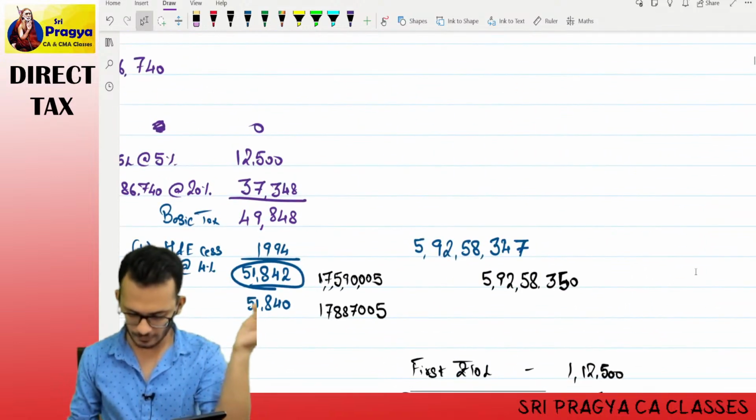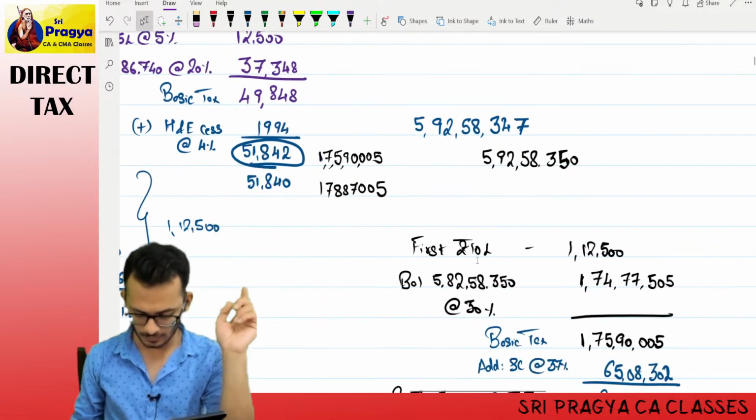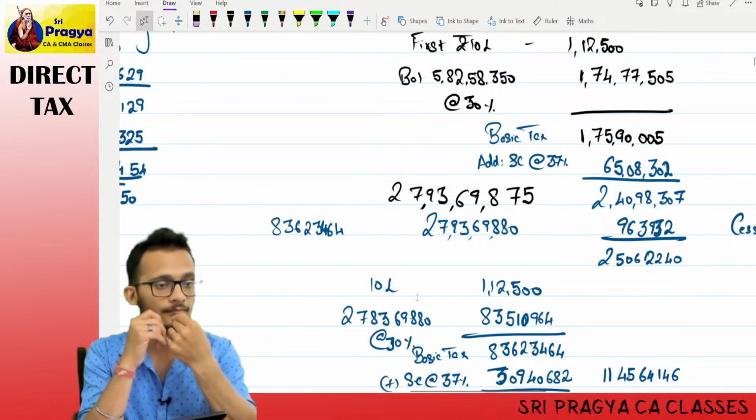Is the question 5 crores? 49. Oh, 49 lakhs. Tax payable is?